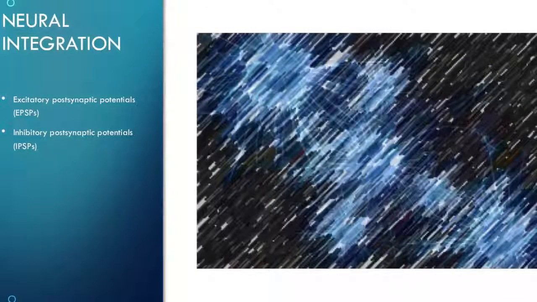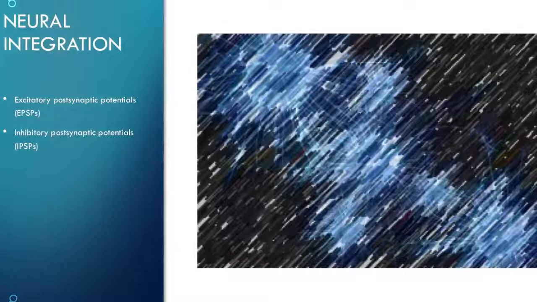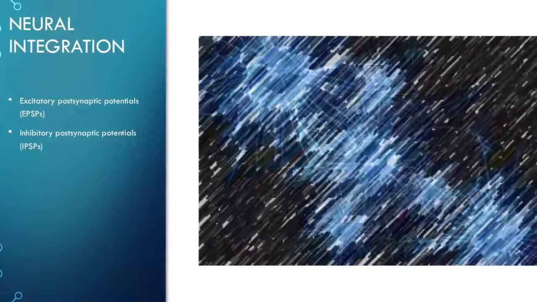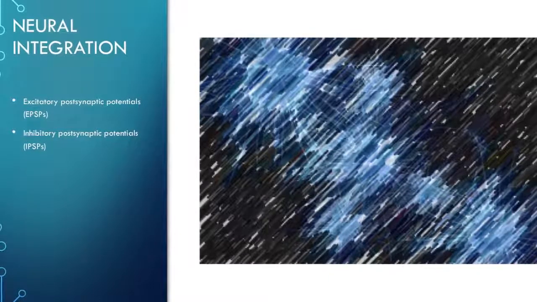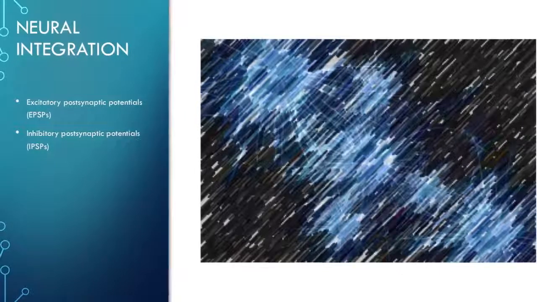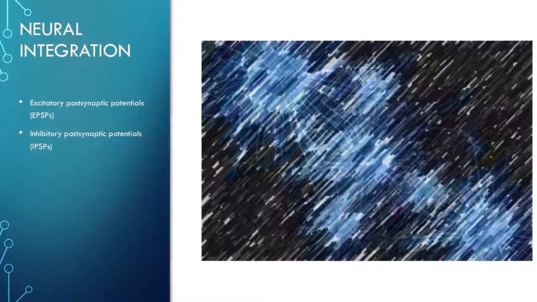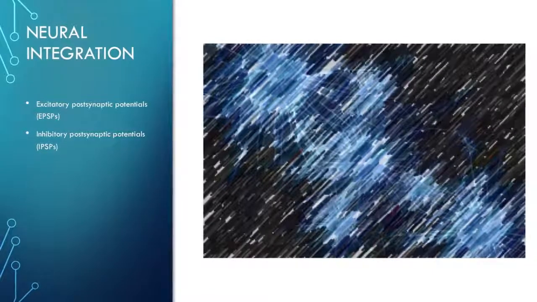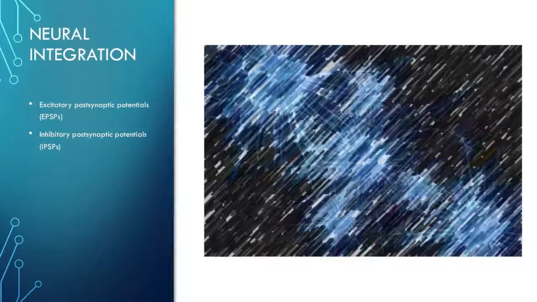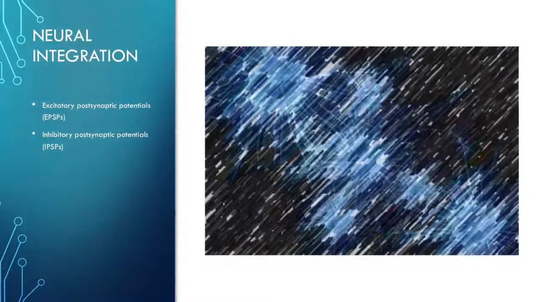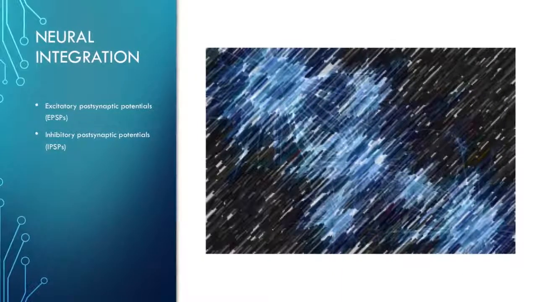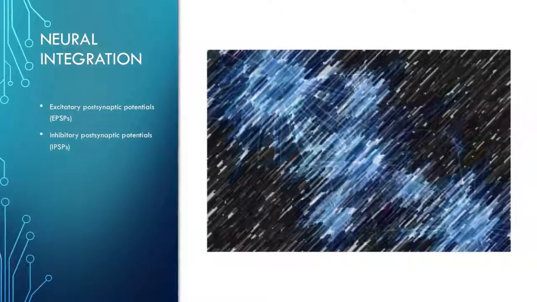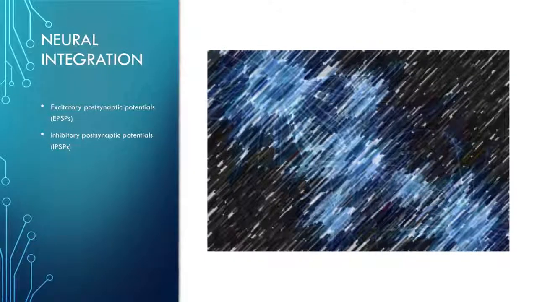In addition, neurointegration is the culmination of information arriving to the cell from other neurons and occurs around the axon hillock. EPSPs, or excitatory postsynaptic potentials, have positive charge and increase the likelihood for a charge to reach the action potential threshold. IPSPs, or inhibitory postsynaptic potentials, on the other hand, reduce the likelihood of reaching the threshold, thus inhibiting the neuron from starting an action potential.